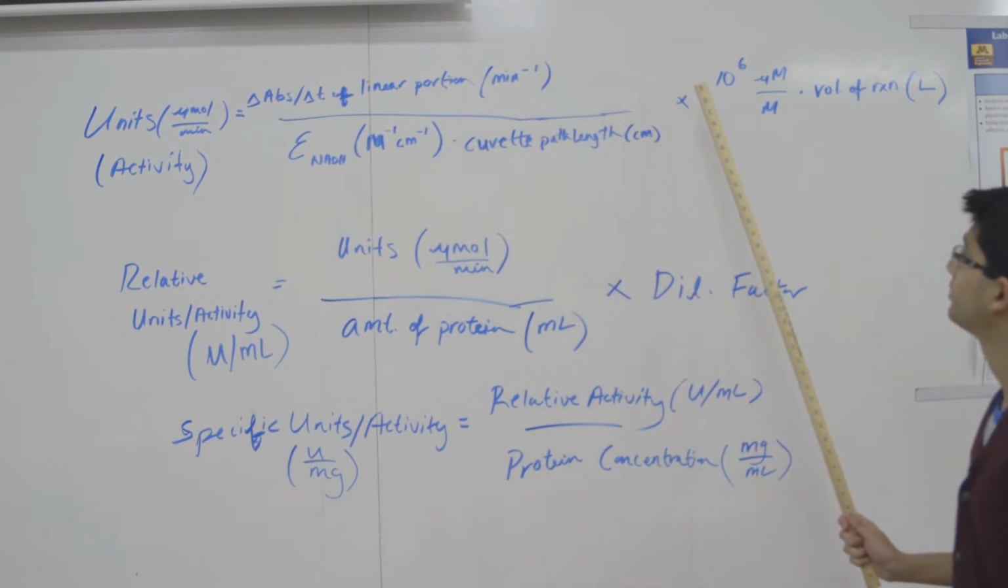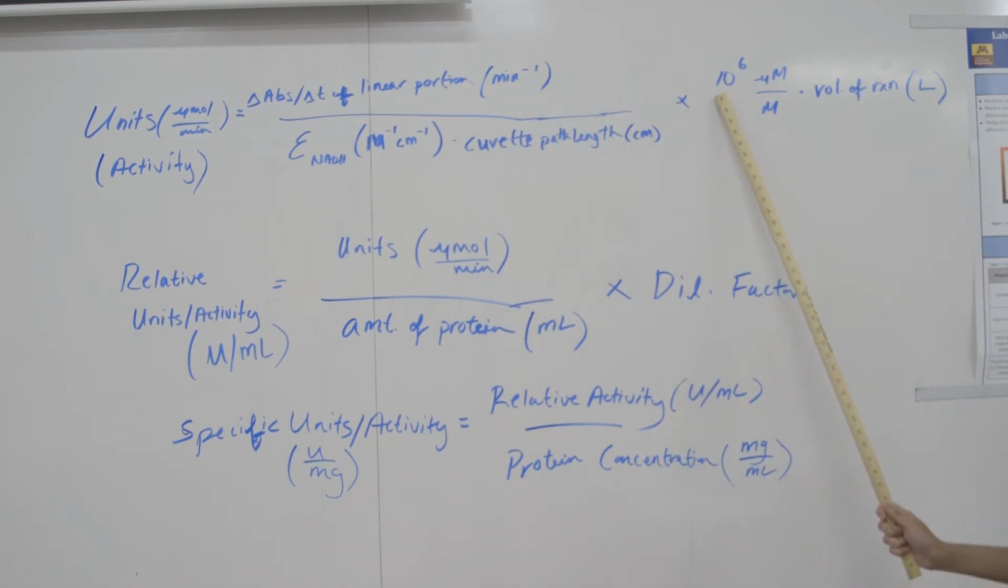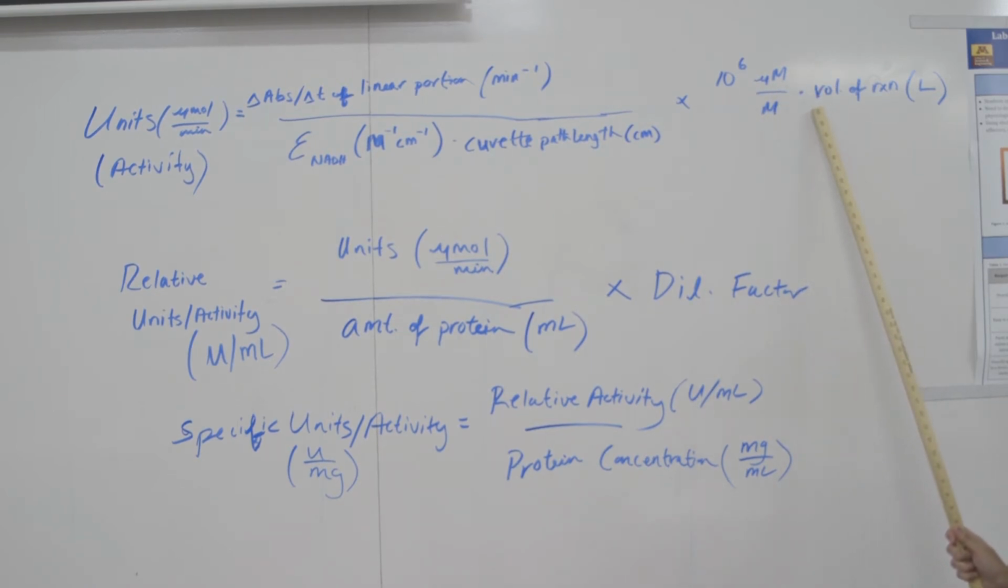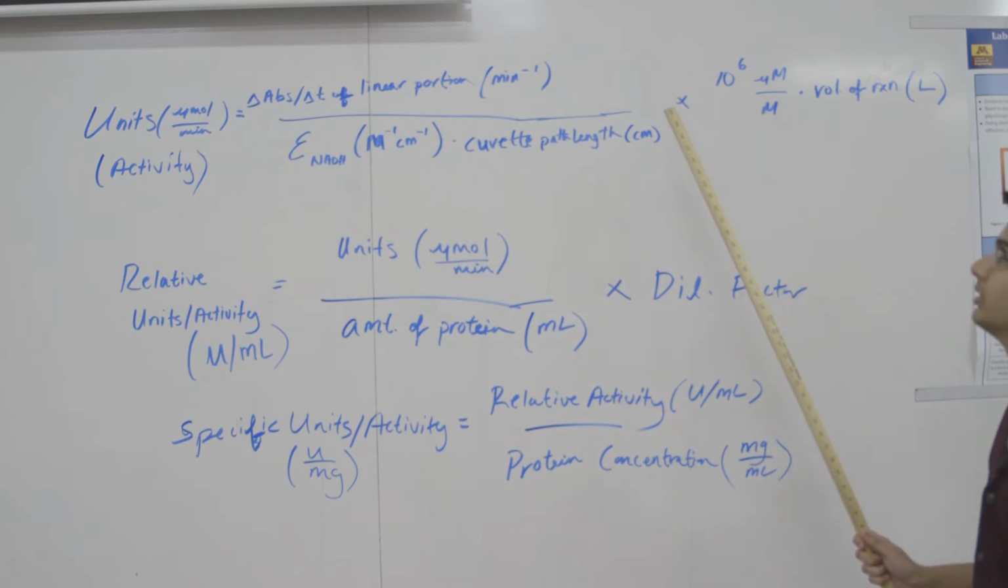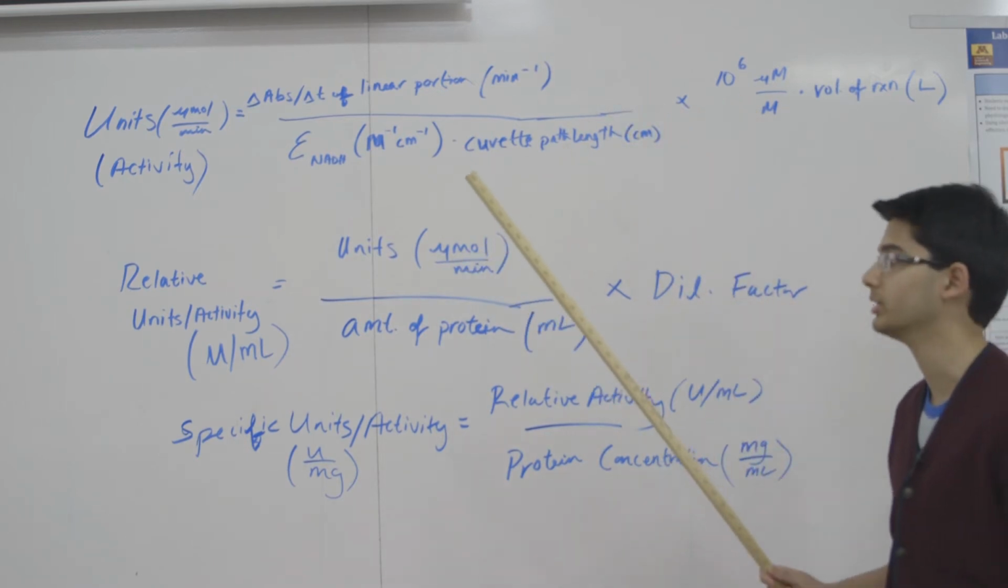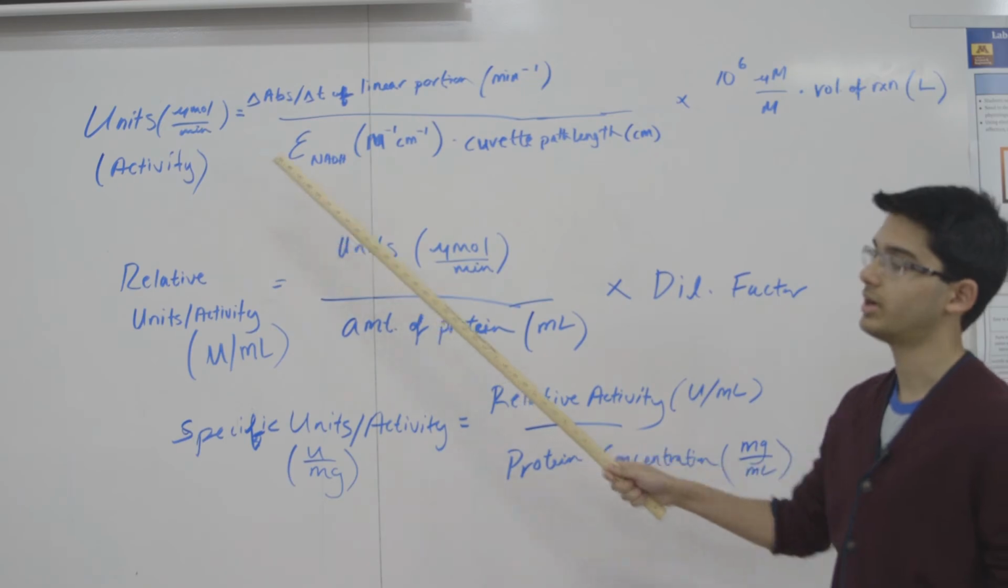And then you multiply this by some unit changes. So here you have 10 to the 6 micromolar per molar, and you multiply that by the volume of your reaction. And for our purposes, this was 1 milliliter, so that's 0.001 liter. So that gives you the activity of your assay.